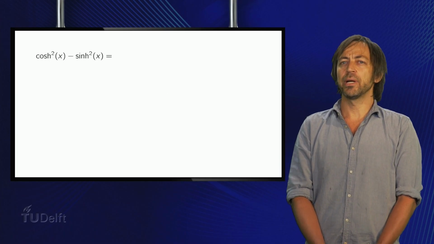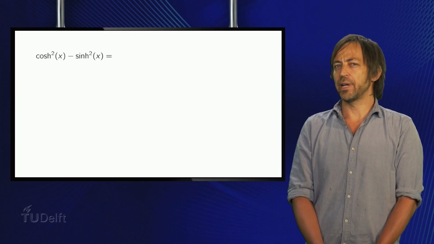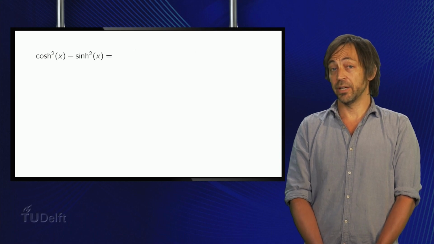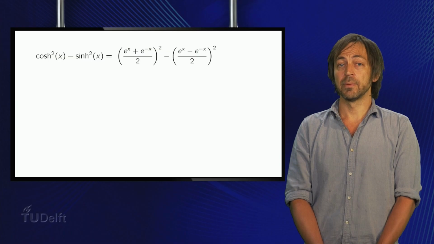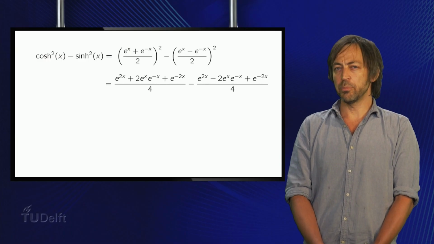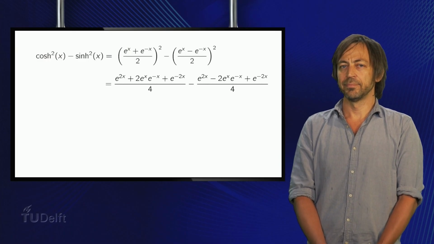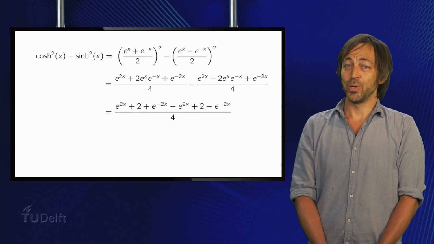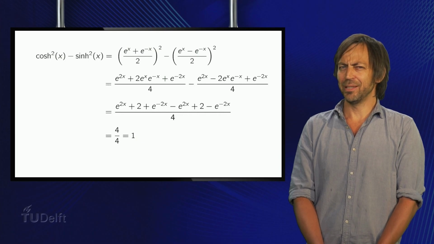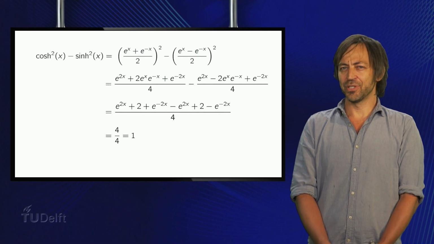Here we start out by calculating the difference of the squares of the hyperbolic cosine and sine. Again, we substitute the definition. Next, we expand the squares for the magnitudes within the brackets. And we clean up a little bit. Hey, does this ring a bell? Let's compare the results in a table.